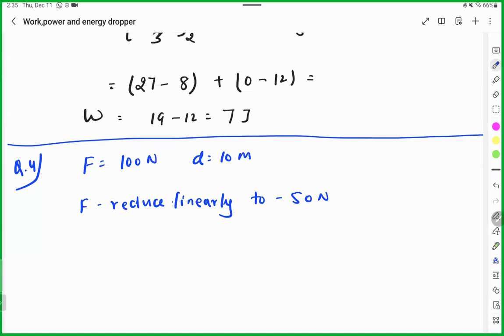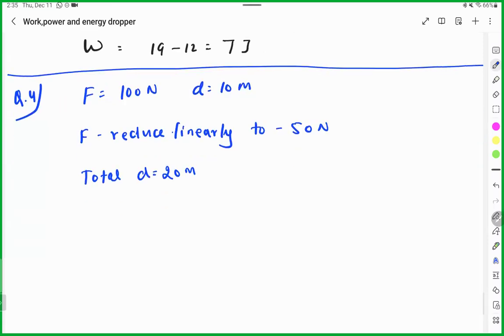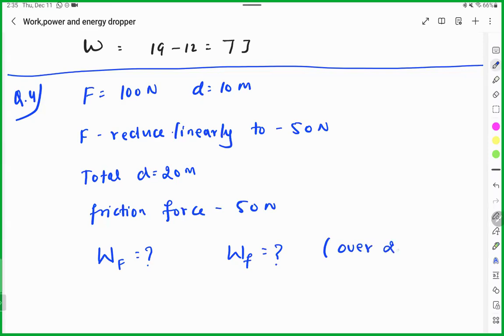Total distance covered by the truck is 20 meter. Plot the force applied by the woman and the frictional force, which is 50 Newton. Force applied and frictional force, 50 Newton. Calculate the work done by the two forces over 20 meters: work done by the external force and work done by the frictional force over 20 meters total.